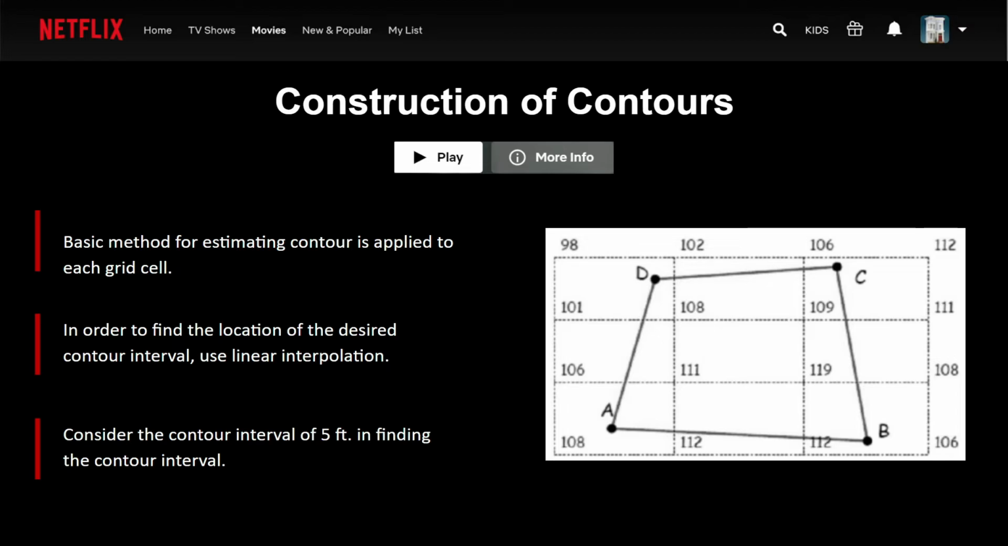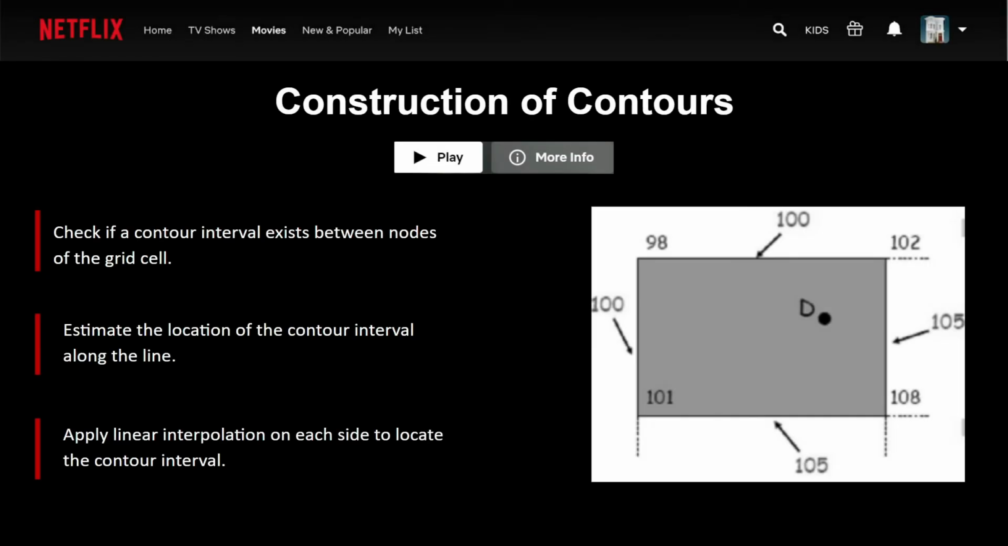A basic method for estimating contours is applied to each grid cell. In order to find the location of the desired contour interval, use linear interpolation. Consider the contour interval of 5 feet in finding the contour interval. Next slide, please.